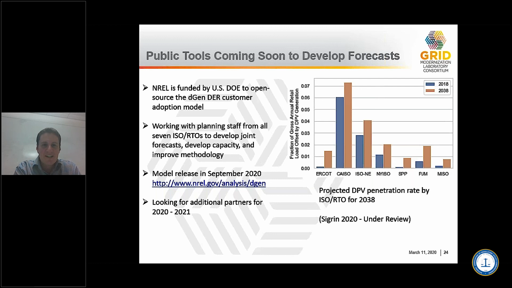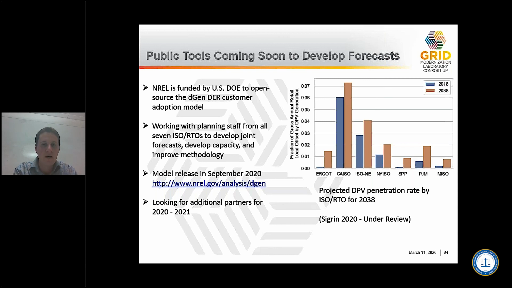So this is where I get to talk a little bit about the work that I do. As I mentioned at the top of the hour, one of the main focuses in my research is on developing these methodologies and developing the tools that people can use on their own to come up with adoption forecasts. So we're currently funded, NREL and my team, to open source our model called DGen. It's a distributed energy resource customer adoption model. We're working with planning staff in all 7 of the ISO RTOs to jointly develop adoption forecasts and build capacity in the ISOs to use the tool to develop their own forecasts going forward.